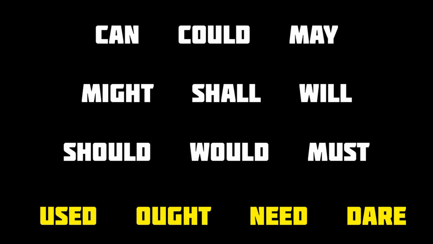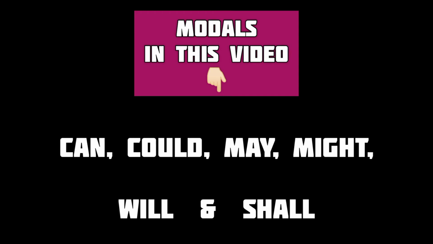Among these, ought, used, need and dare are called semi-modals because after these verbs to is used and these verbs may also act as a principal verb in the sentence. So we see that these 4 semi-modals are slightly different from the rest 9 modals in their usage. In today's video, I am going to deal with can, could, may, might, will and shall. The rest will be taken up in part 2.